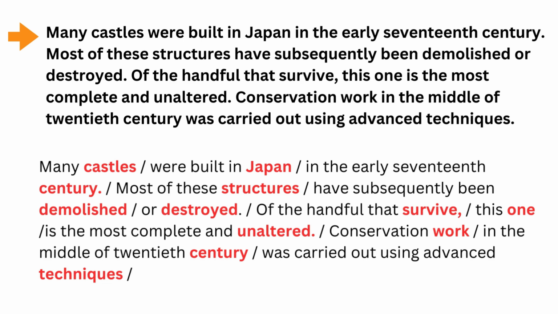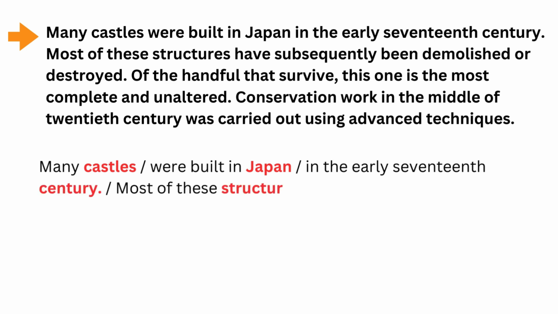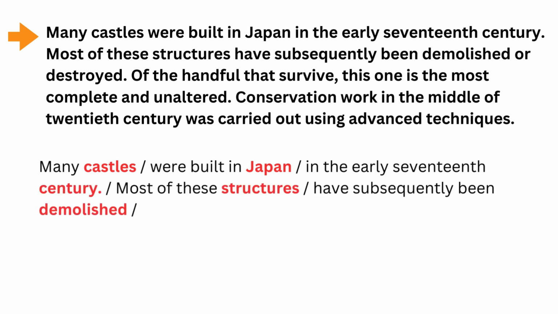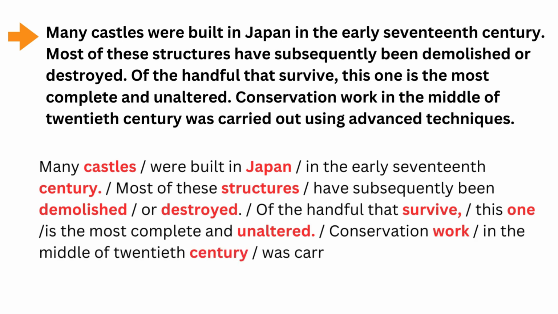I would like to repeat that there are many other ways of making sense groups also. This is one of the ways. So let's read it once. Many castles were built in Japan in the early 17th century. Most of these structures have subsequently been demolished or destroyed. Of the handful that survive, this one is the most complete and unaltered. Conservation work in the middle of the 20th century was carried out using advanced techniques.